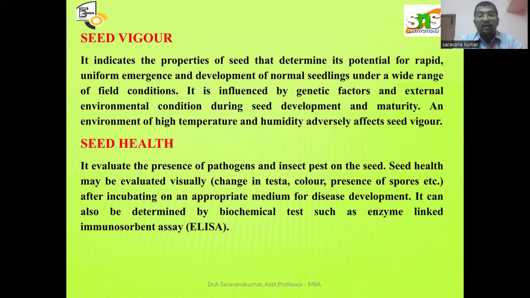Seed vigor indicates the properties of seed that determine its potential for rapid, uniform emergence and development of normal seedlings under a wide range of field conditions. Rapid is nothing but quick. It is influenced by genetic factors and the external environmental conditions during seed development and maturity. An environment of high temperature and humidity adversely affects seed vigor.